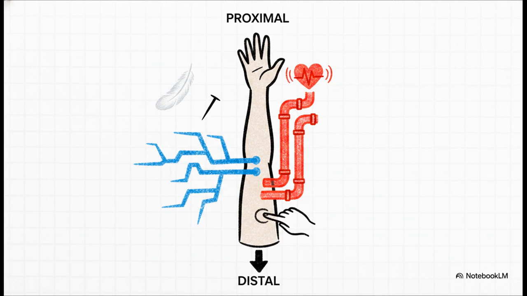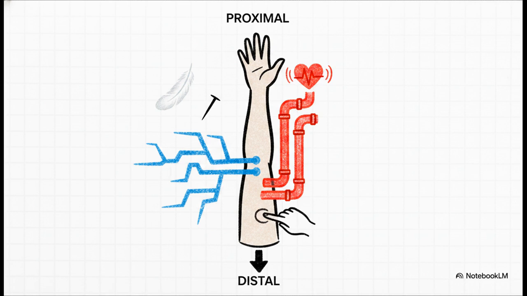For the wiring, you check motor function by testing muscle groups and sensory function using light touch or a pinprick across specific nerve pathways, the dermatomes. Then, for the plumbing, the vascular side, you've got to palpate those pulses, check the capillary refill in the toes or fingers, and note the skin color.